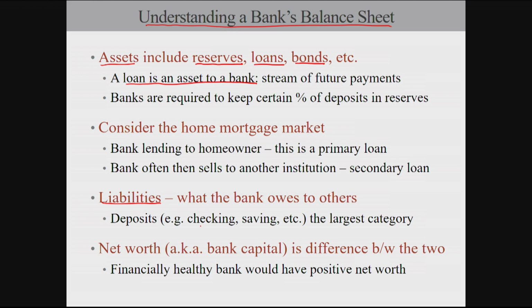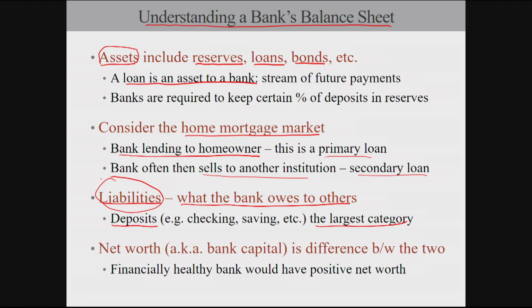Okay? Whereas liabilities, so the deposits that I, let's say, have at SFCU or that any of you have at your bank, these represent liabilities. These are what the bank owes to others. Okay? And the deposits are the largest category of this. So if we think on the asset side of the home mortgage market, the bank lends to a homeowner, and that is an asset that they now have. Sometimes the bank will then turn around and sell that mortgage to another institution, and that can be a secondary loan. So basically, assets and liabilities are the two main sides of the bank balance sheet.